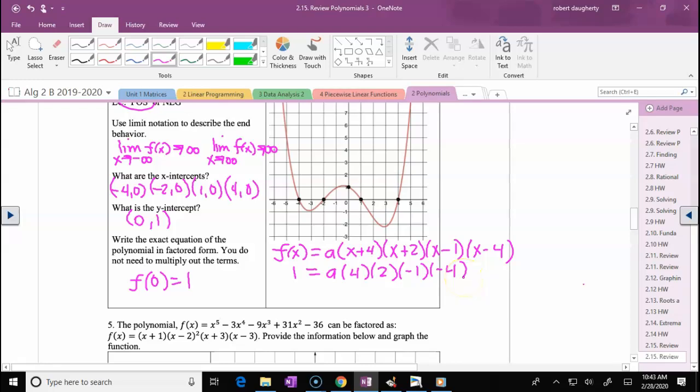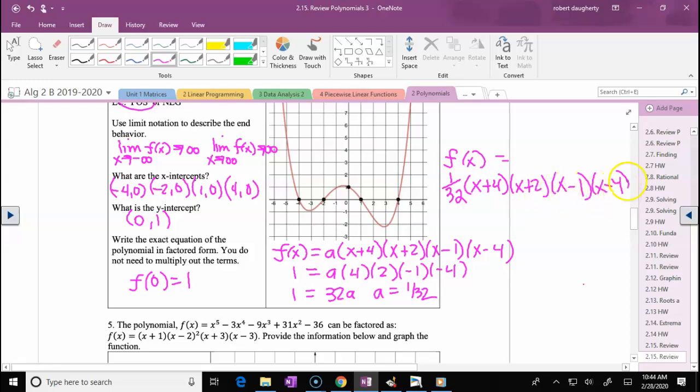So this becomes 1 is equal to, what, 8 times 4, that's 32, 32a. So a is equal to 1 over 32. So this final answer is f of x equals 1 over 32, and then it's just all of those factors: x plus 4, x plus 2, x minus 1, x minus 4. Okay? And no need to multiply all of that out.